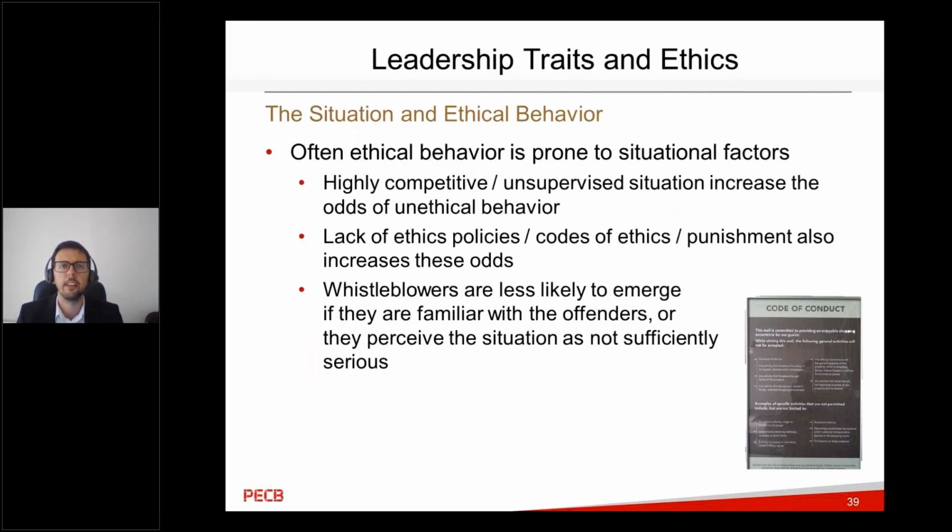Usually, ethical behavior is prone to situational factors. So if we create a very competitive and very stressful job environment, such as was the case with Enron, we force people into unethical behavior if we force them to reach goals at any cost. Even the lack of policies, codes of ethics, or punishments if these codes are breached usually leads to increased odds of unethical behavior.